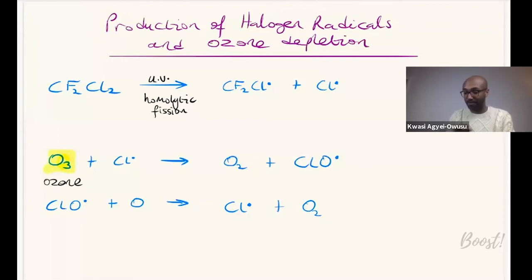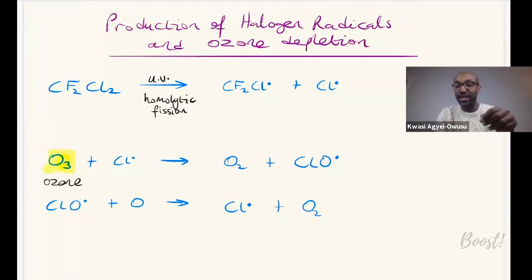So that chlorine radical that you've just reformed gets used up initially, breaking up ozone, and then gets reformed when the chlorate radical reacts with an oxygen atom. That chlorine radical is now available to go back and react with some more ozone. That is something that is environmentally very important, something you need to know the chemistry of as well. So that is the formation of halogen radicals from halogenoalkanes.